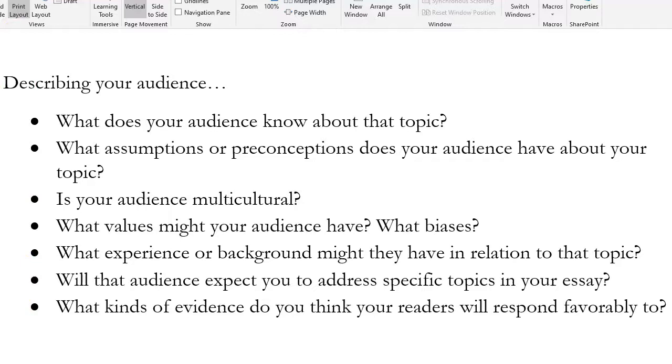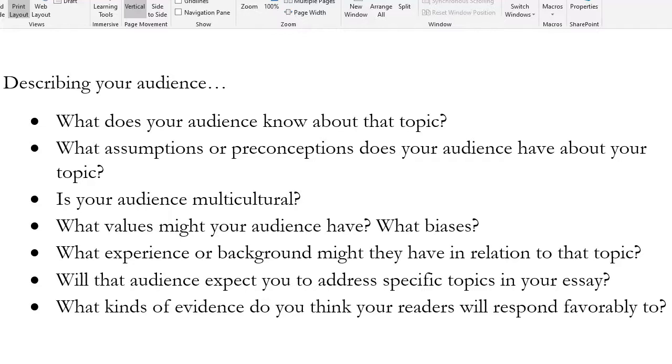So in your discussion board today, I want you to write a profile of your audience that addresses these questions here. So you've identified an audience. That's what the questions in the previous slide were talking about. Here, I want you to identify that audience and then to think about who are they, and get in there and describe your audience a little bit.